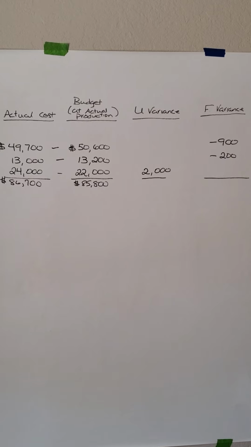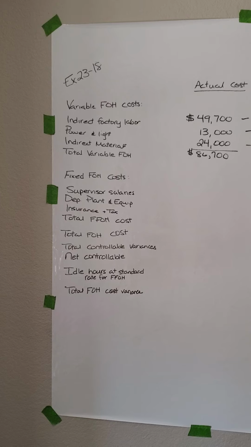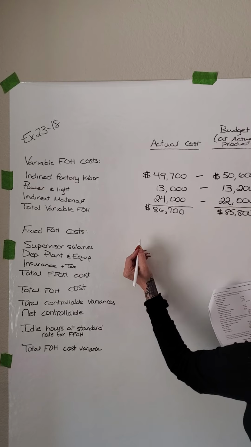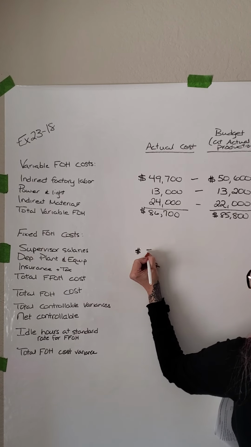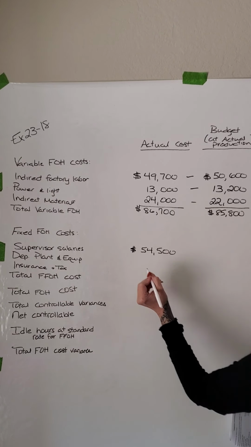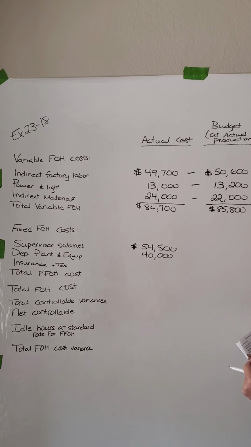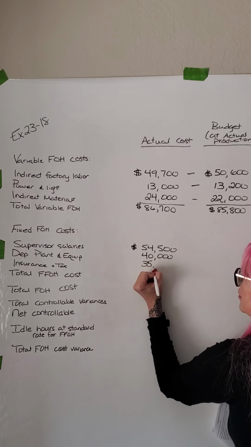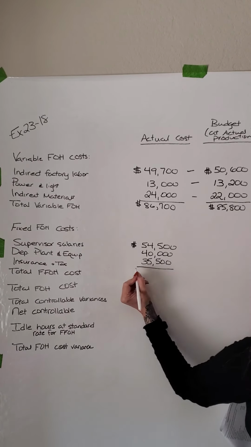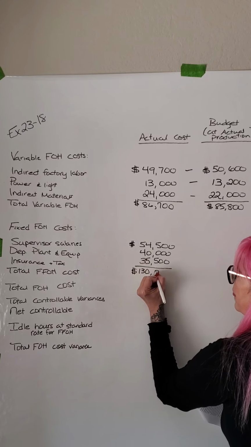Then, down here under our fixed factory overheads, the fixed factory overhead cost didn't change at all, right? So the problem lets us know that supervisor salaries are $54,500. Depreciation of plant and equipment is $40,000. Insurance and tax is $35,500. And total fixed factory overhead costs are $130,000. And they want you to put a dollar sign in front of that.